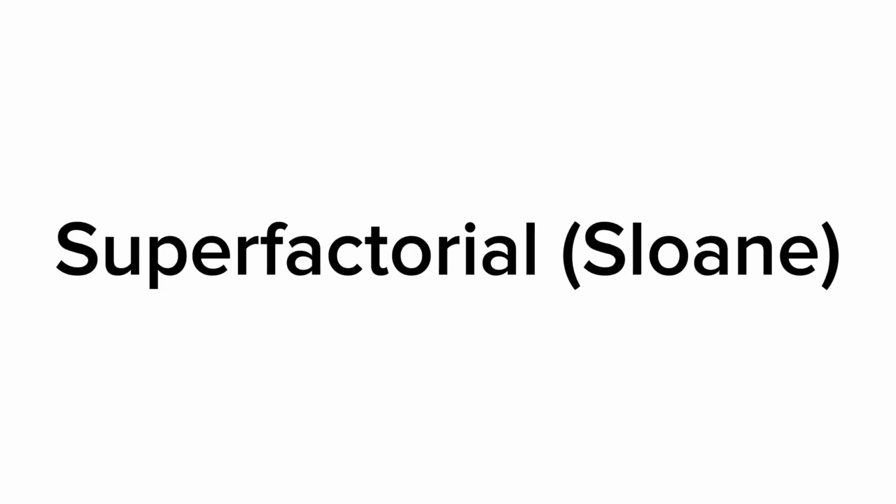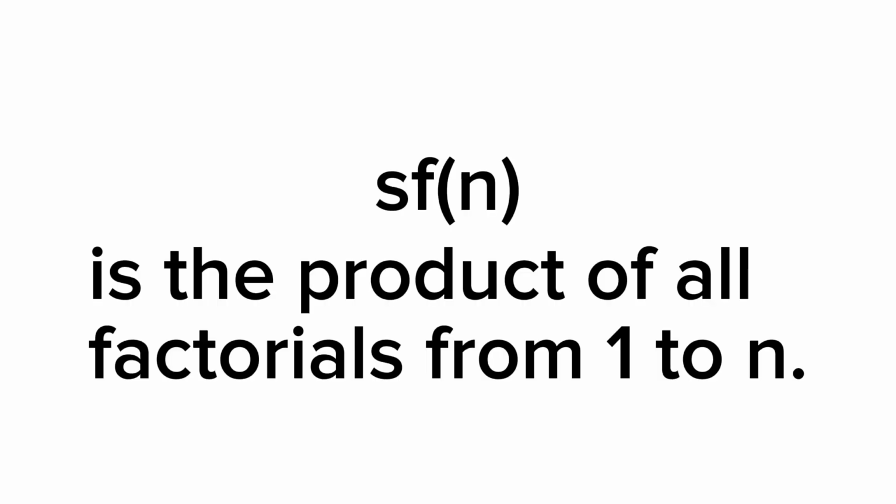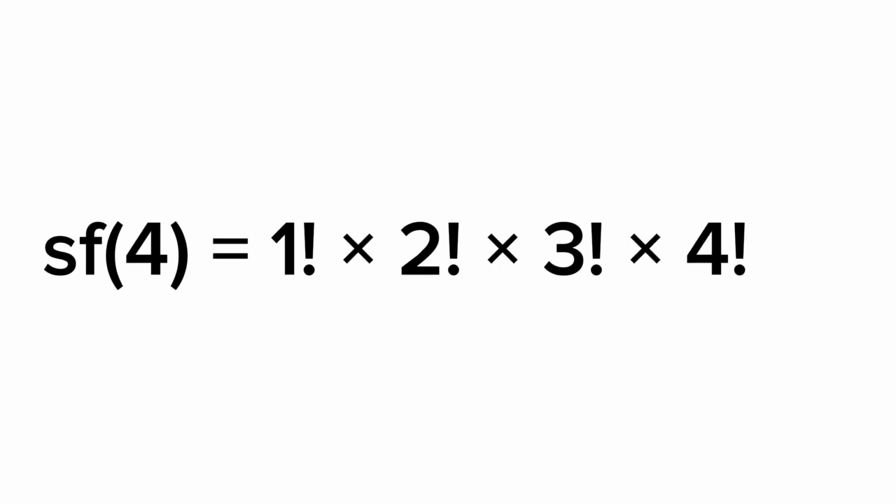Next are superfactorials. Well, superfactorial actually has 2 different definitions. The first one is defined by Sloane and named Sloane superfactorial. Superfactorial of n is the product of all the factorials from 1 to n. For example, the superfactorial of 3 is 1 factorial times 2 factorial times 3 factorial, which is 12. Superfactorial of 4 is 1 factorial times 2 factorial times 3 factorial times 4 factorial, which is 288.